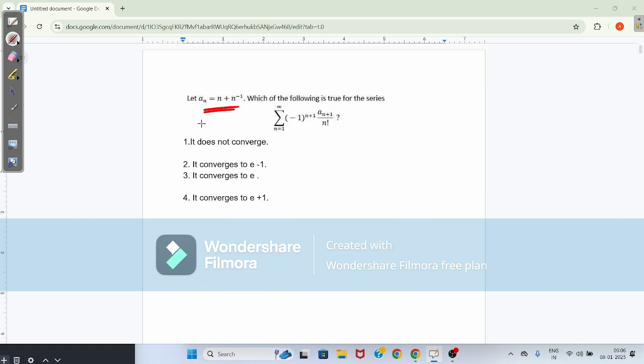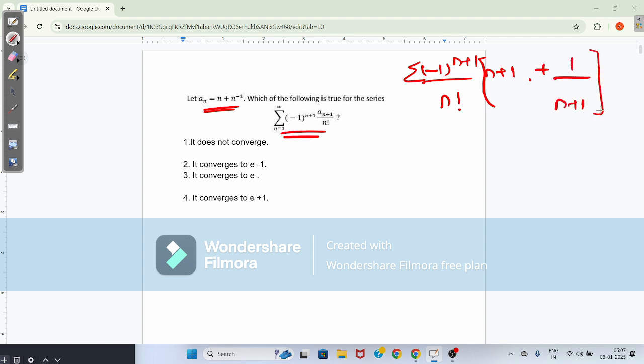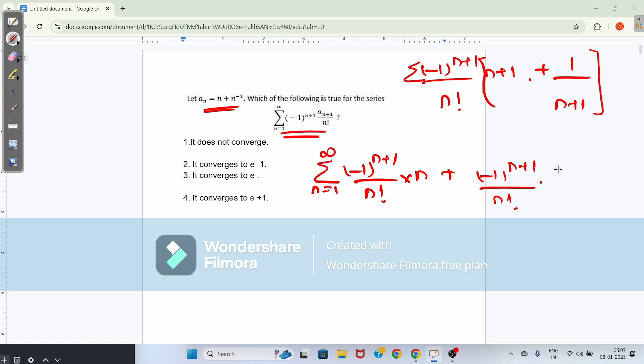Now this is the next question, a n plus n inverse. Okay, we have to solve this value. Sigma, minus 1 whole power n plus 1 by n factorial. In the place of a n plus 1, substitute the value n plus 1 here. Now substitute in this value 1 by n plus 1. Okay, when multiplying, sigma n equals 1 to infinity, minus 1 whole power n plus 1 by n factorial into n, plus minus 1 whole power n plus 1 by n factorial into 1, plus minus 1 whole power n plus 1 by n factorial into n plus 1.